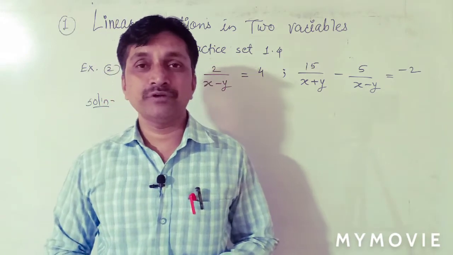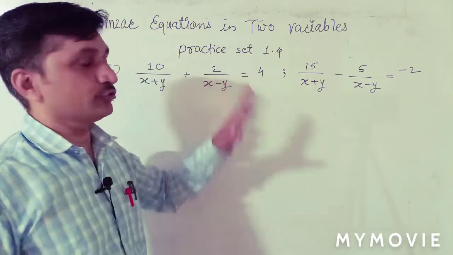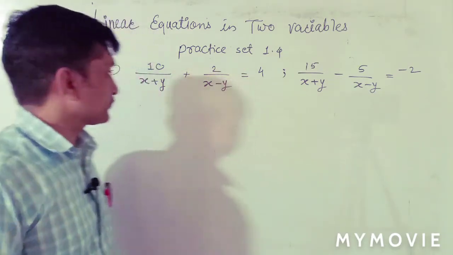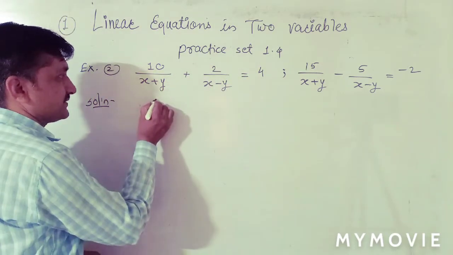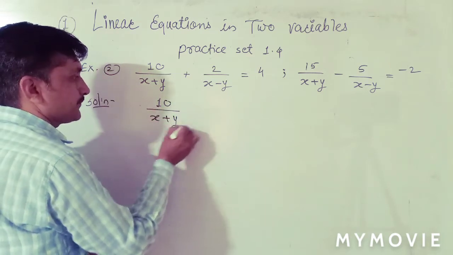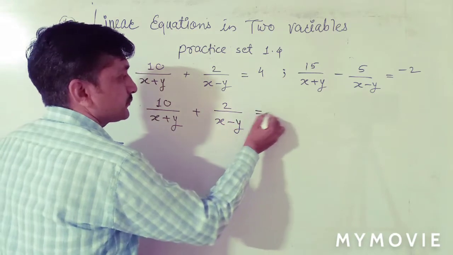In this video, we are going to study example number 2 of practice set 1.4 of chapter linear equations in two variables. Let's see the solution. First of all, I write the given equation as it is: 10 upon x plus y plus 2 upon x minus y is equal to 4.